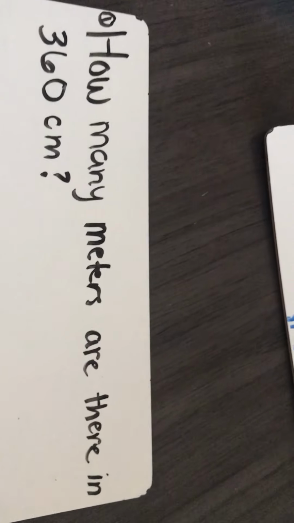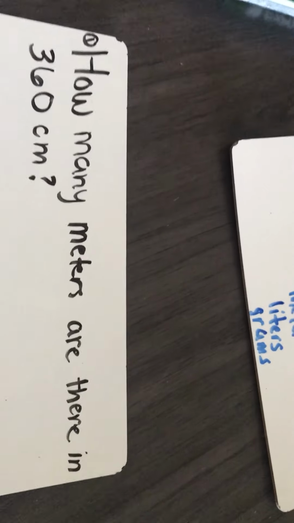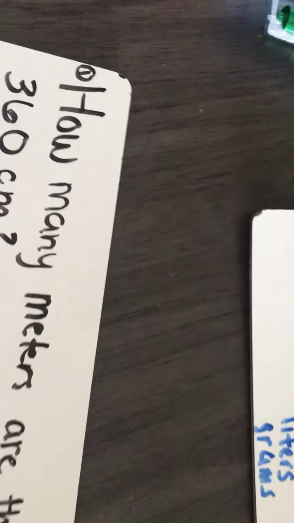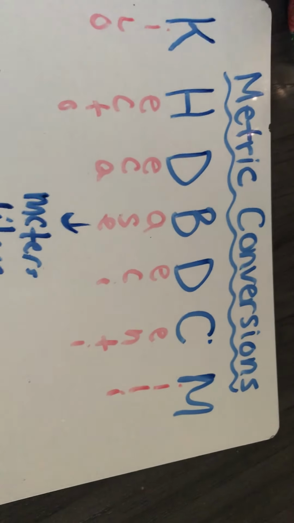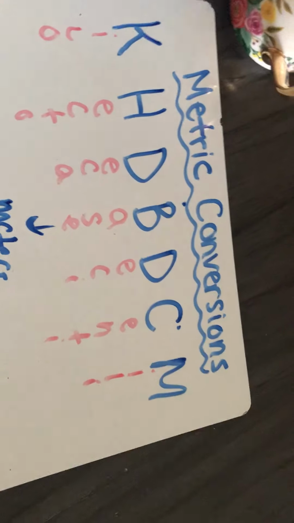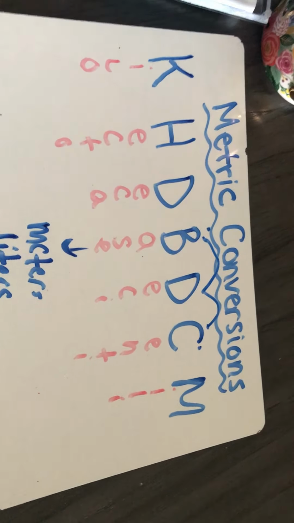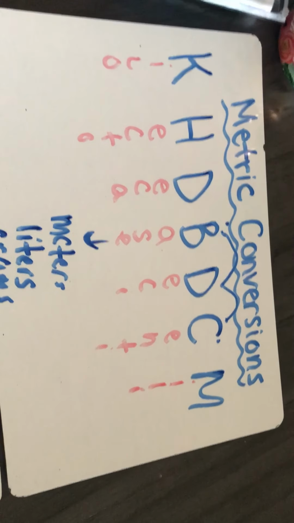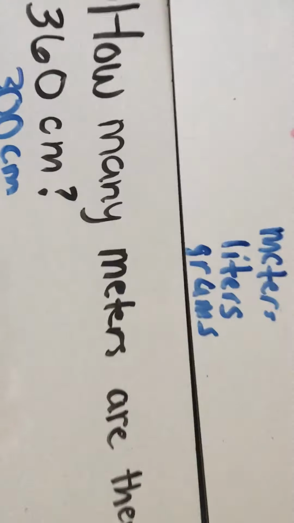Okay, so we're going to take a look at question number 1. How many meters are there in 300 centimeters? So we're going to start with our 300 centimeters, and we want to go to meters. Taking a look at our chart, we're starting here at centimeters, and we need to get to our base unit, which is meters. That means we are moving 2 times on our chart, 2 times to the left. So that means we have to move our decimal 2 times to the left in 300.